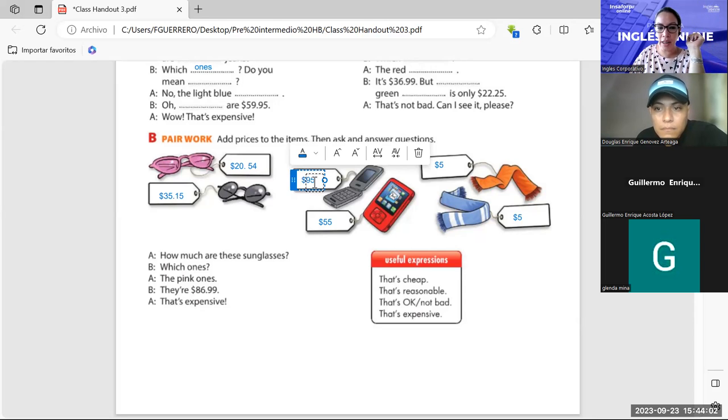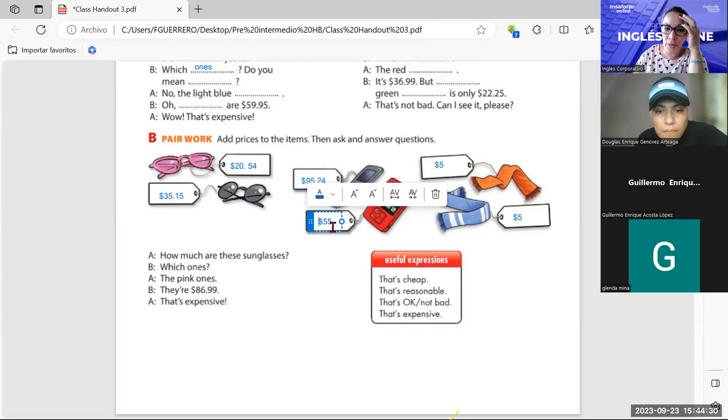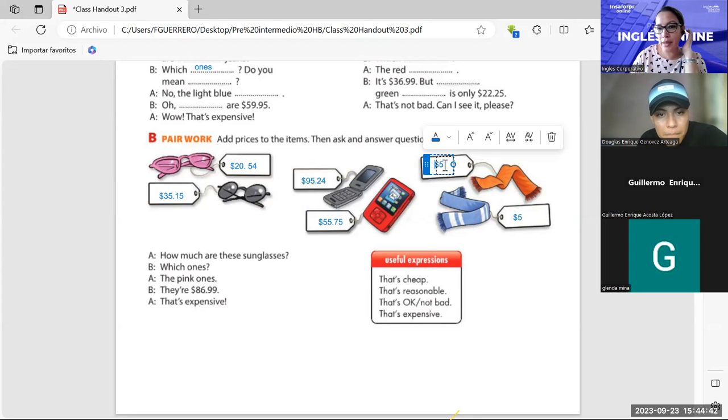El precio es de 95. Pueden decir dólares, está bien, no importa. Pero cuando son centavos, solo se entiende que la primera cantidad serán los dólares y la segunda los centavos. Por ejemplo, 95, y luego mencionamos la siguiente cifra, 24, los centavos. El punto no se menciona.